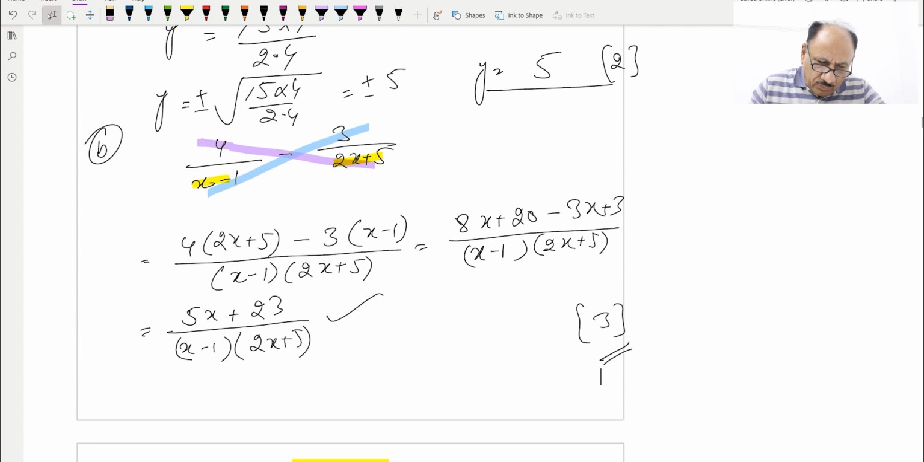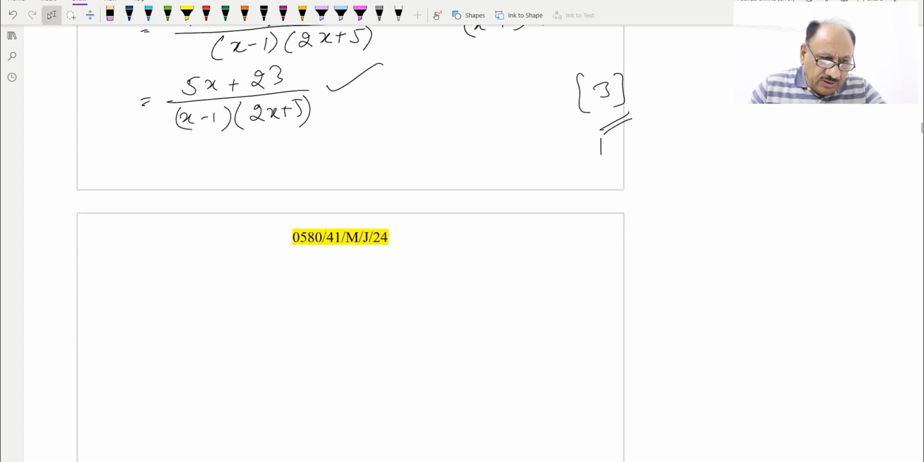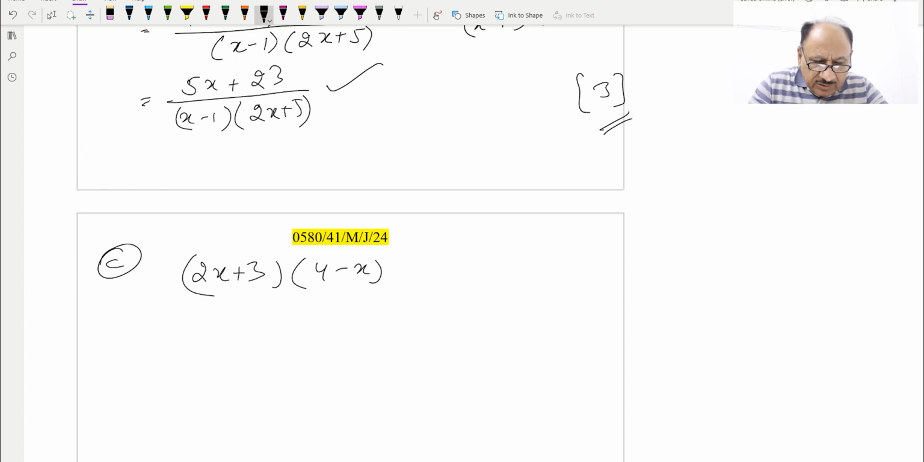Hopefully you understood the question. Now we can solve the next question, which is part C. Expand and simplify (2x + 3)(4 − x)², so we'll have to open the square. So 2x + 3 as it is, and for this square you can apply the formula.